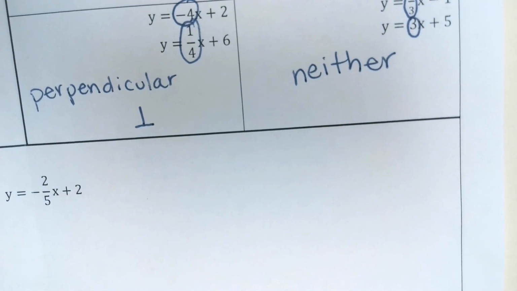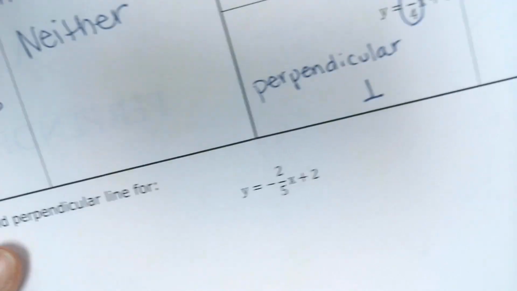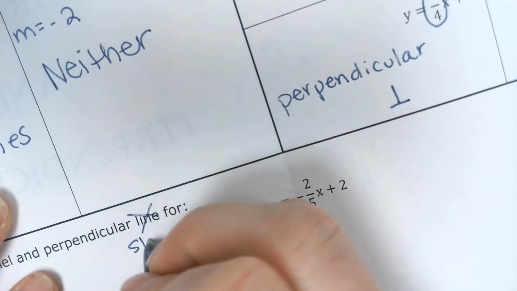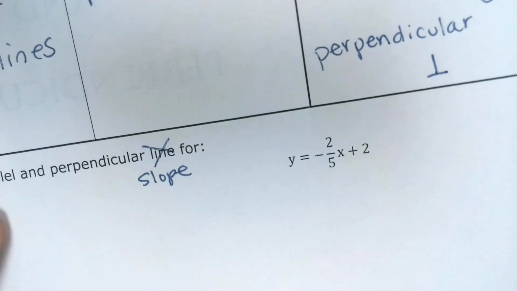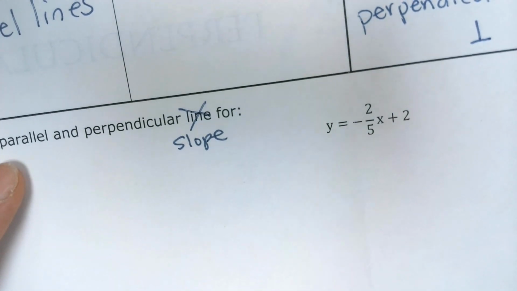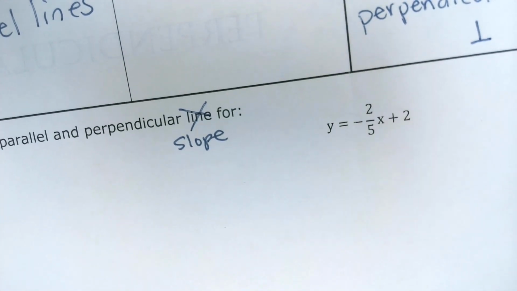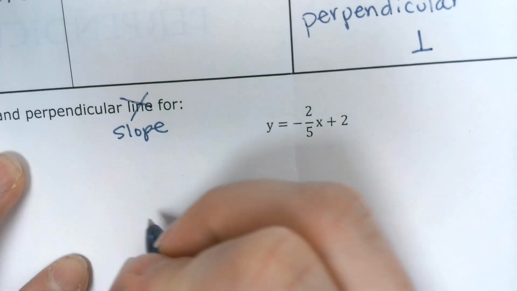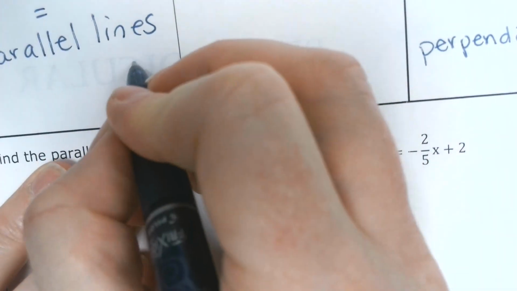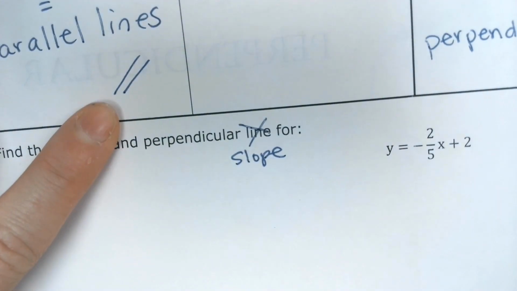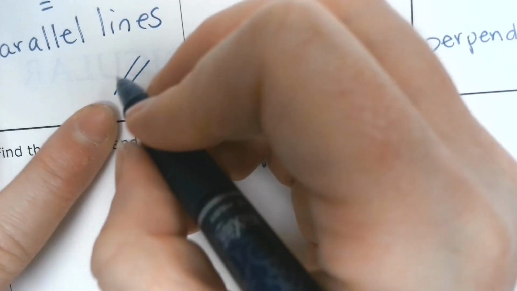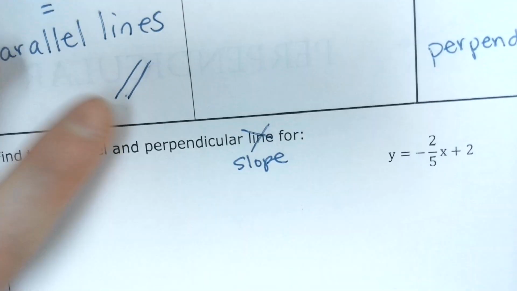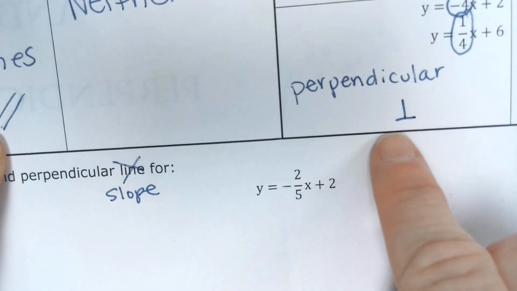Okay, in the last example it says find the parallel and perpendicular slope. I'm going to change that up a little bit. Find the parallel and perpendicular slope for this. The sign for parallel is actually two lines that are, well, mine don't look super parallel, but you get the idea. That's the sign for parallel. This is the sign for perpendicular.